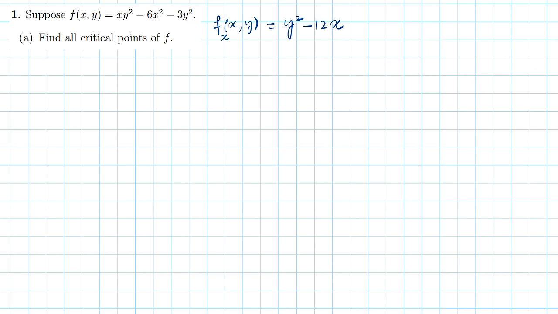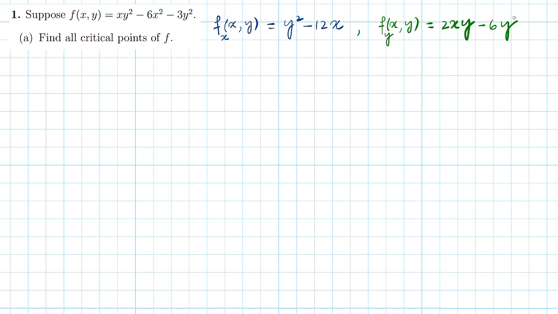In the same way, the partial derivative of the function with respect to y is going to be f sub y of x y. Now we have to treat x as a constant. So here we have 2 times x y, and then the derivative of negative 6x squared would be 0, and the derivative of negative 3y squared is going to be negative 6y.